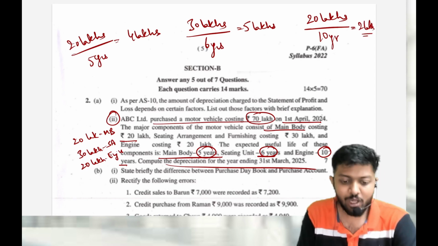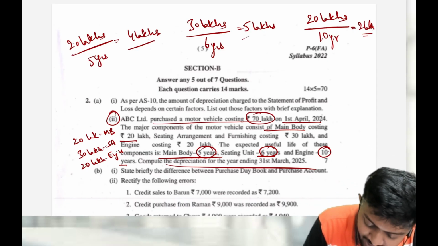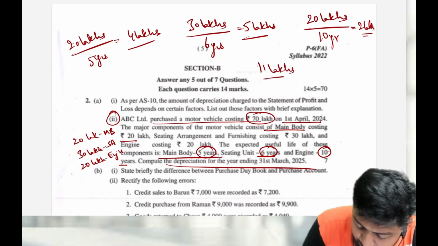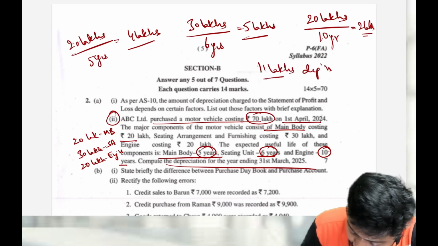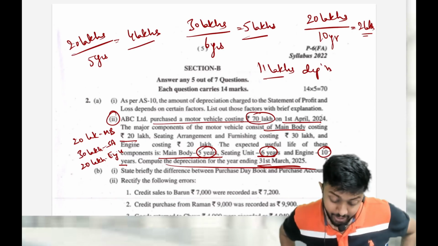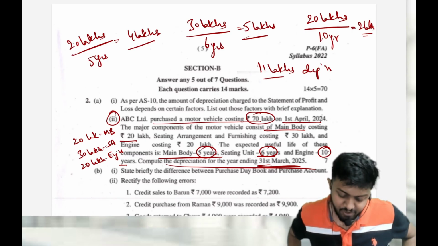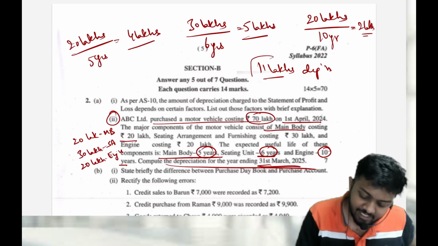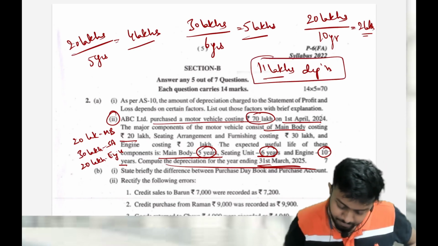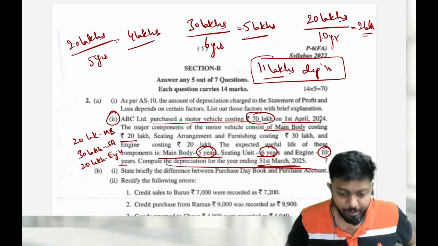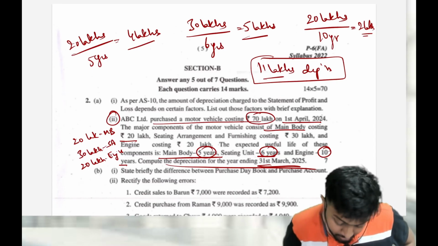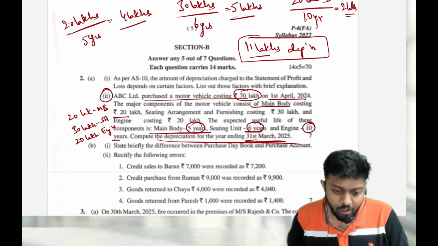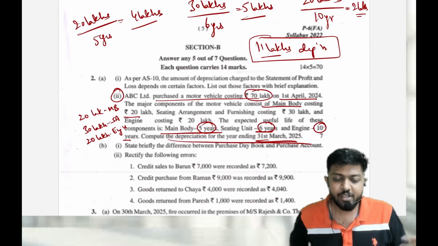Okay. So add all the three. 4 lakhs plus 5 lakhs, 9. 9 plus 2, 11 lakhs. 11 lakhs is the depreciation that you have to charge for the year ending 31st March 2025. Okay, they just asked to compute depreciation, nothing else. So you have computed depreciation as 11 lakhs. Correct? So that should be it. And you are getting how much here? So I think including both you are getting 7 marks. Okay, good now.